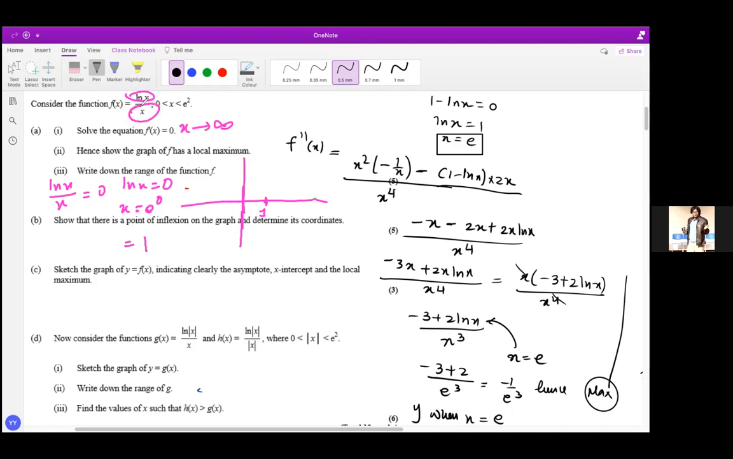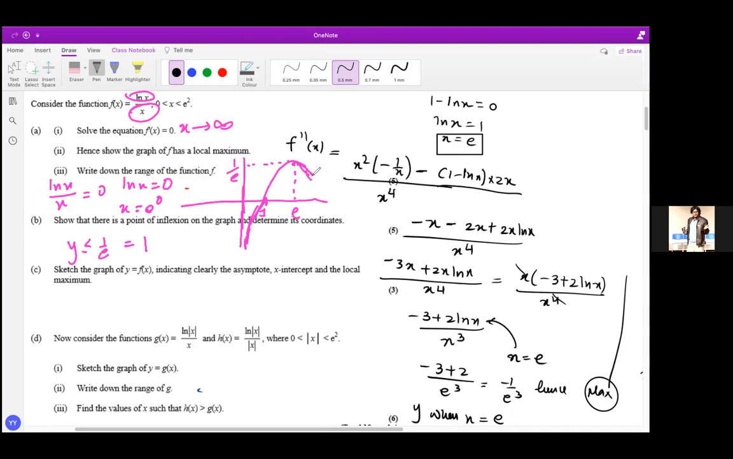And then there's a vertical asymptote at 0. So in this case, the graph is going to be something like this, and it is going to have a turning point at e. The turning point is at e, and this y value is 1 by e. So you can see that the range is y less than or equal to 1 by e.